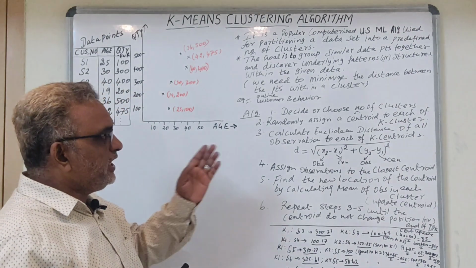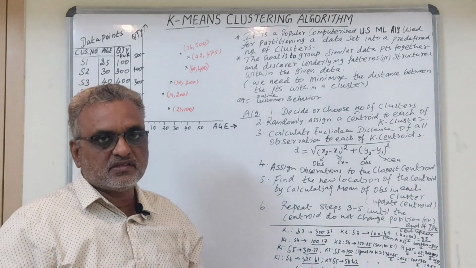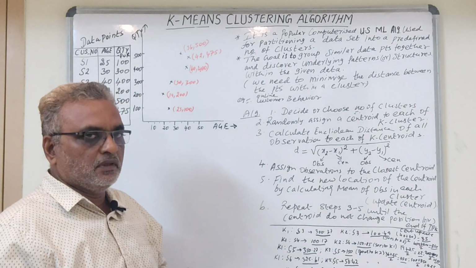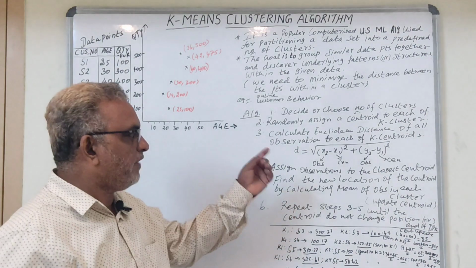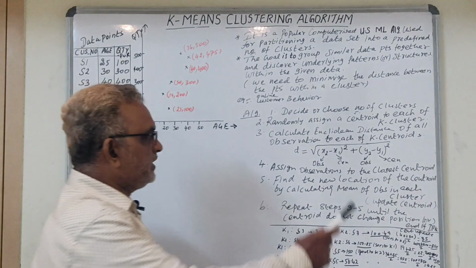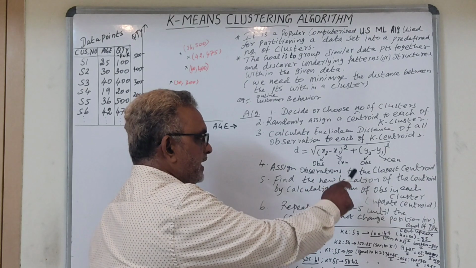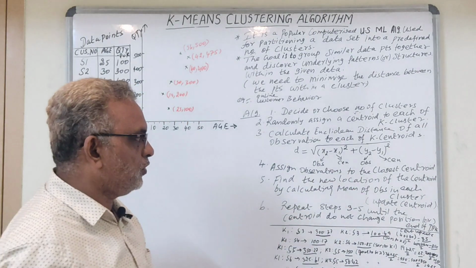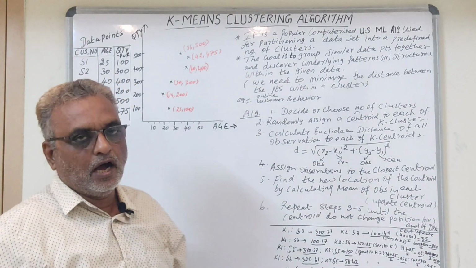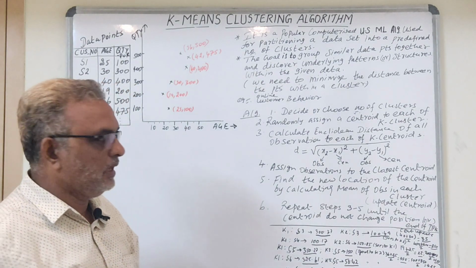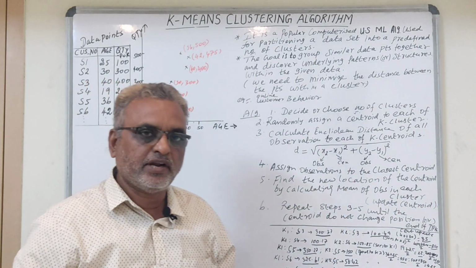Step three: calculate the Euclidean distance of all observations to each of the k centroids. So the observed value and the centroid value can be used to find the distance. The formula is the square root of (x2 minus x1) whole square plus (y2 minus y1) whole square. Here x2, y2 are the observed values, and x1 and y1 are the centroid values.